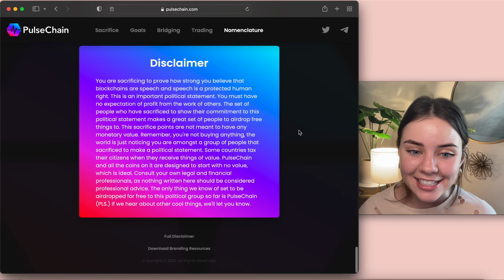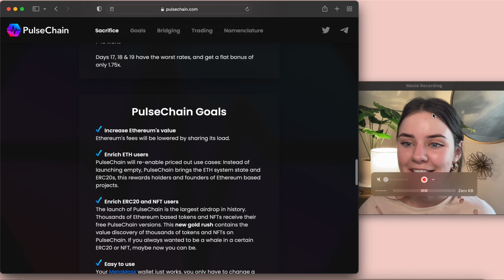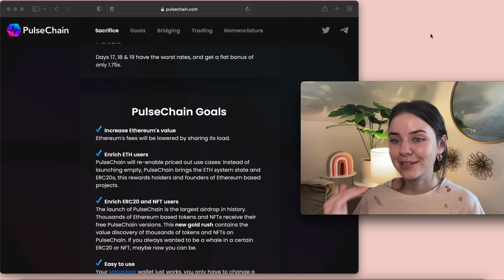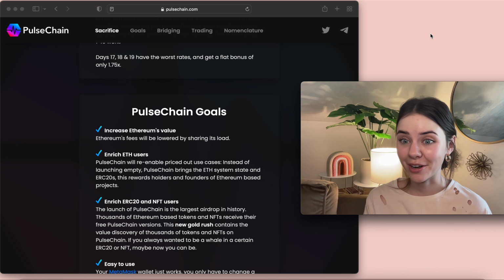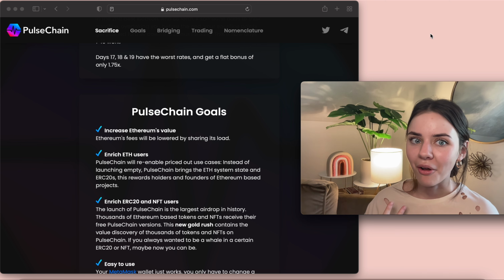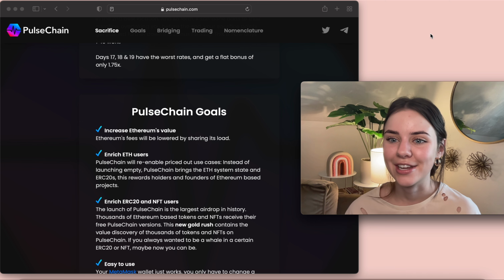So it's very exciting that we have something that has such great goals like this and is just going to, you know, be that next step in, first off, being more environmentally friendly, being faster, and providing a lot of value for people because of it being the world's largest airdrop.